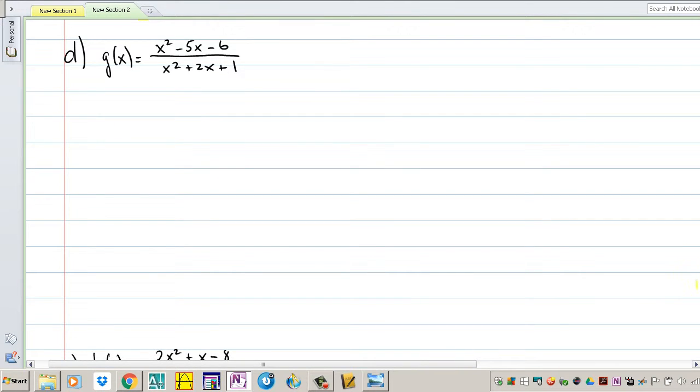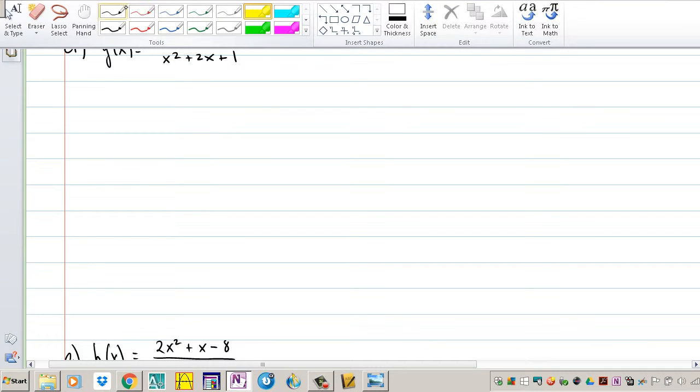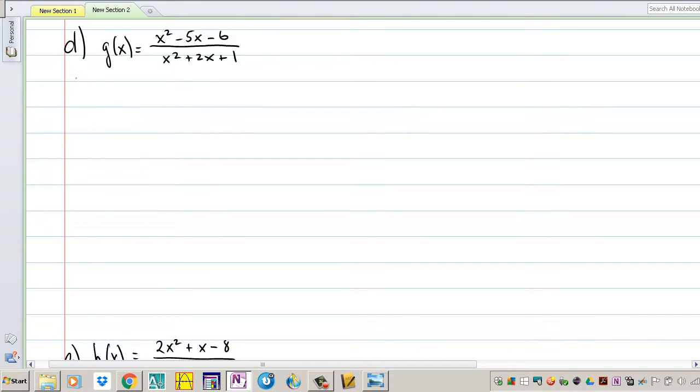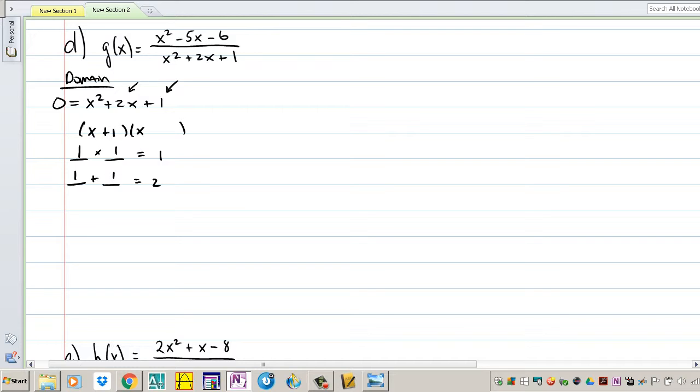Letter D. Now we have a little bit more difficult problem, just a little bit more, not a lot. So let's go ahead and find the domain. We're going to set the bottom equal to 0. Now you have to figure out what two numbers multiply to give me 1, and the same two numbers add to give me 2. Well, what two numbers give you 1 when you multiply? 1 and 1, and when you add 1 and 1 you get 2. So I found them. It's x plus 1 and x plus 1.